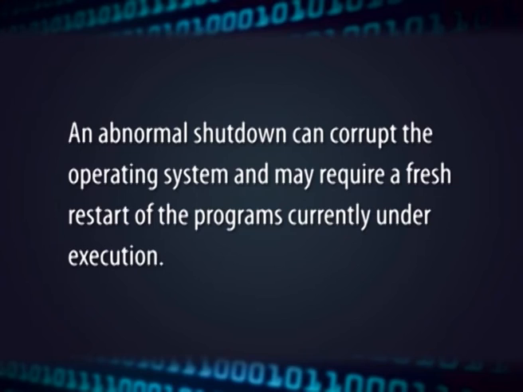That means the registers like program counter, status register and all general purpose registers are saved into the memory, and the CPU initiates a normal shutdown operation, so that all open file contents are written properly to the hard disk and the operating system programs are closed properly. An abnormal shutdown can corrupt the operating system and may require a fresh restart of the programs currently under execution.